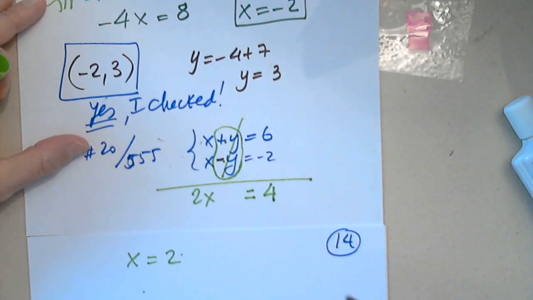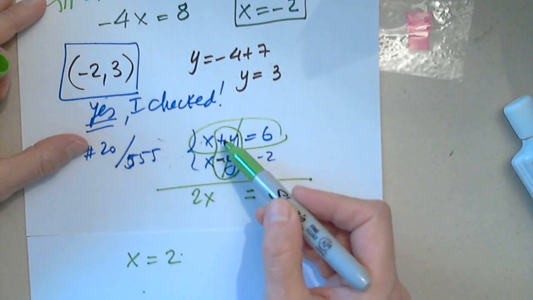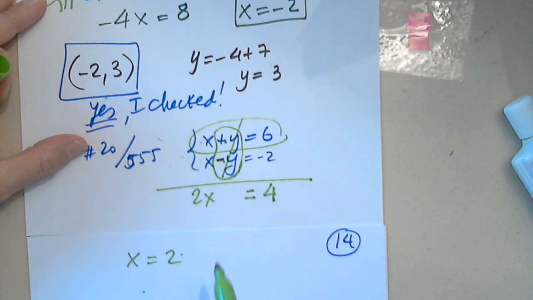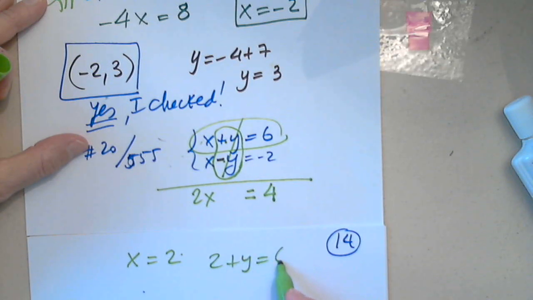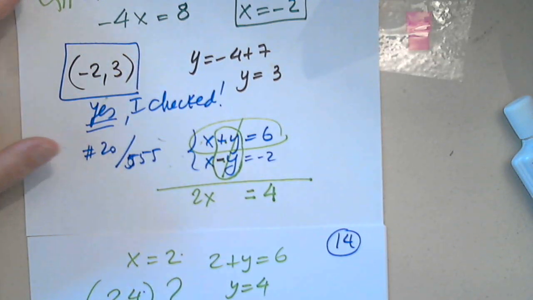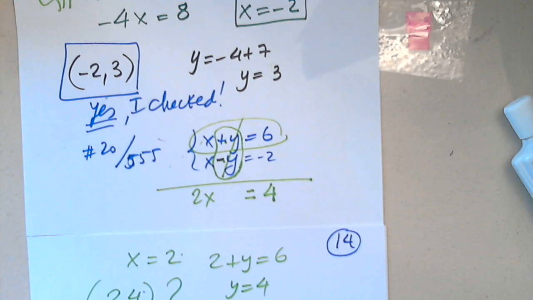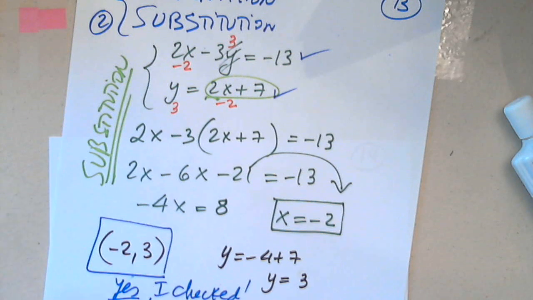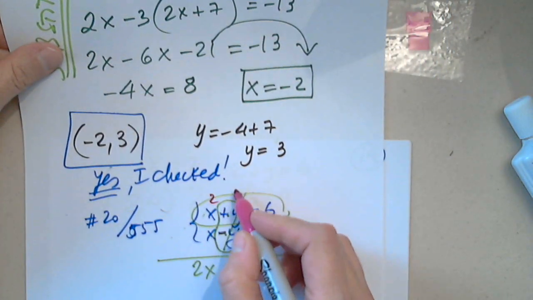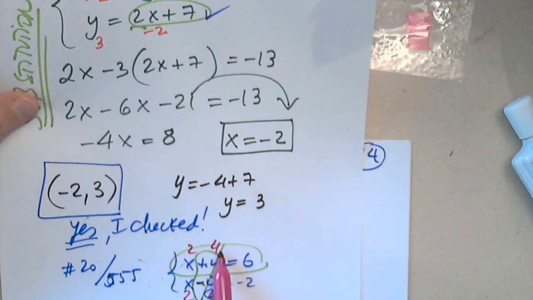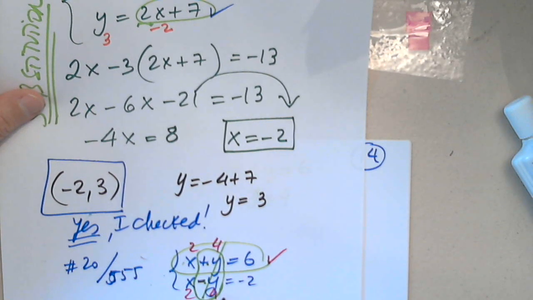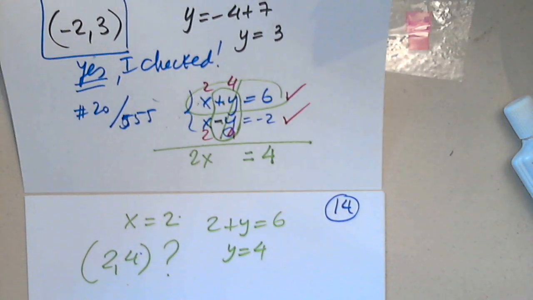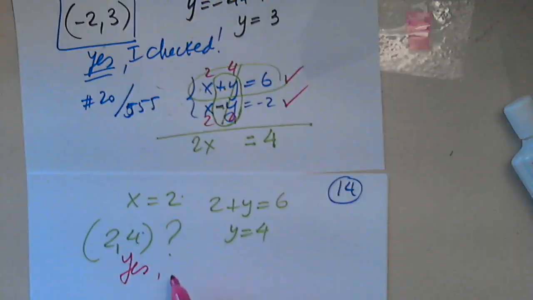Is this enough? No. I have to go back. Let's say I'm going back to the first equation, replacing x by 2. So I have 2 plus y equals 6. When I solve for y, I get 4. I claim that the ordered pair is 2, 4, but you can also say, and we should always say, show me. And I will show you that 2, 4 works. 2 plus 4 is 6? Yes. 2 minus 4 is negative 2? Yes. So now there is no doubt. I check.